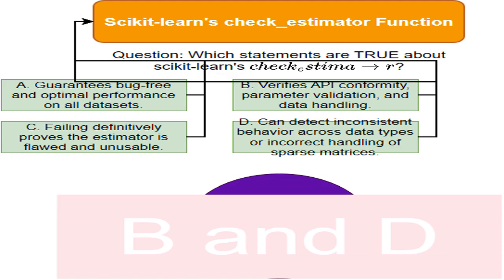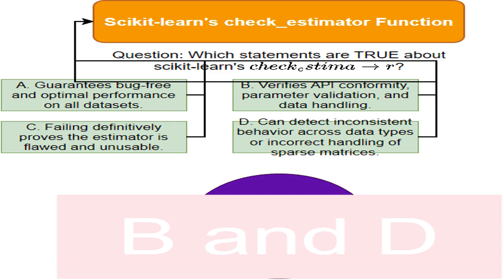Based on the analysis of the options, the correct answers to the quiz questions are B and D. Statement B, which states that the function verifies API conformity, parameter validation and data handling, is correct. Statement D, which states that the function can detect inconsistent behavior, is also correct.